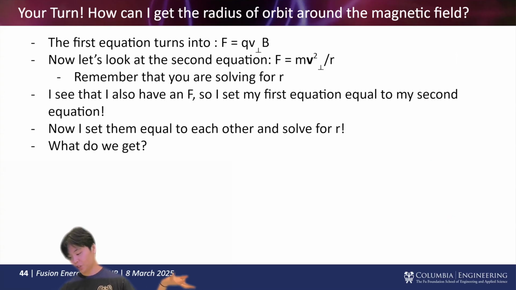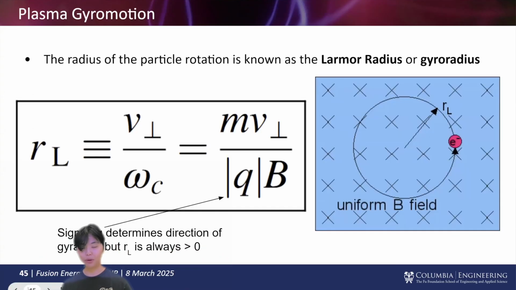Typically I do this on the board to show you, but I'll leave it as an exercise to the watchers to do themselves. So what do we get? This is called the Larmor radius or the gyro radius, and it's V perp divided by the Larmor frequency, or if you had solved it the way that I had shown you, it's MV over QB. Something important is that the sign of Q determines the direction of gyration, but your radius can't be negative. You can't have negative distance. That would be strange. So it's always greater than 0, and we take the magnitude of that. This is called the Larmor radius, and it's a very important concept that we're going to cover in this next portion of this presentation.